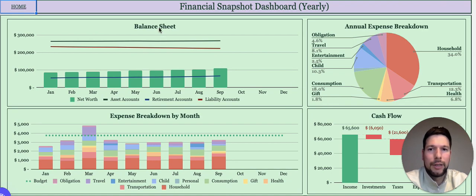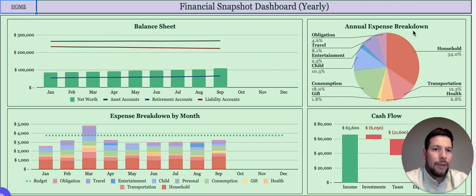So we'll start in the top left. You have your balance sheet here. This is going to tell you your net worth each month throughout the year. It's going to show you your asset account balances throughout the year, your retirement account balances throughout the year, and your liability account balances throughout the year. So a good picture of your financial accounts and your net worth pretty easily.